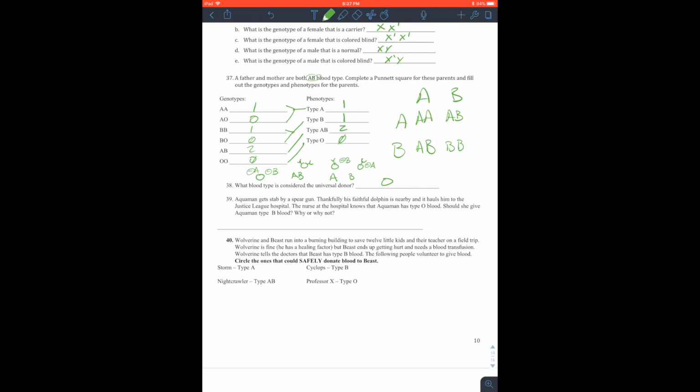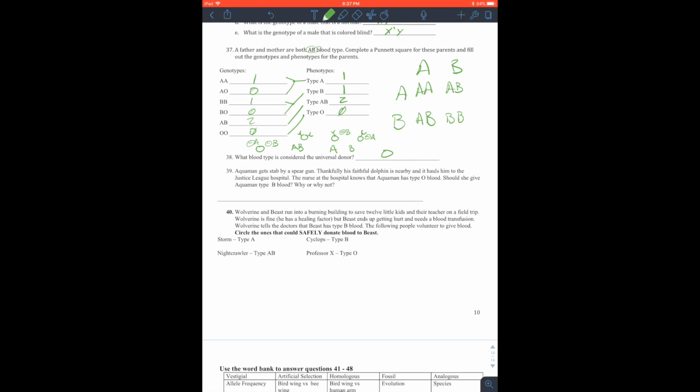Aquaman gets stabbed by a sea gun. Faithfully, his faithful dolphin is nearby and hauls him to the Justice League hospital. The nurse at the hospital knows that Aquaman is type O. Should she give Aquaman type B blood? Absolutely not, because O contains anti-B antibodies, or antigens, I suppose.